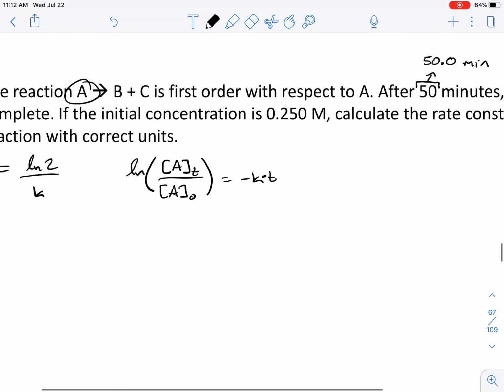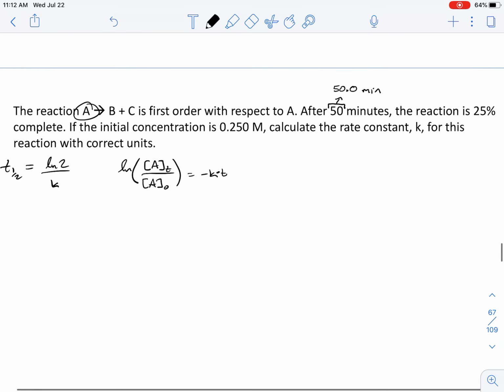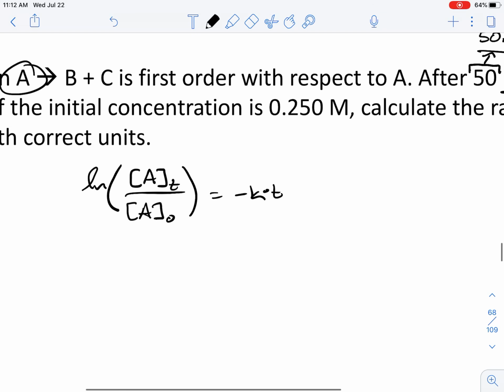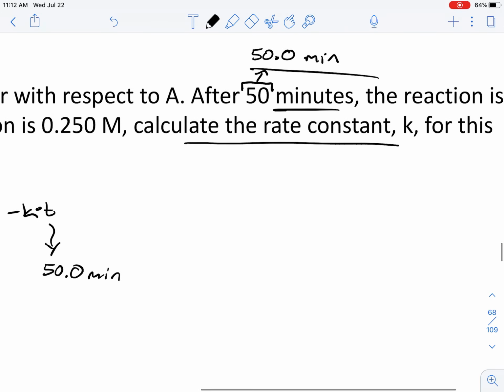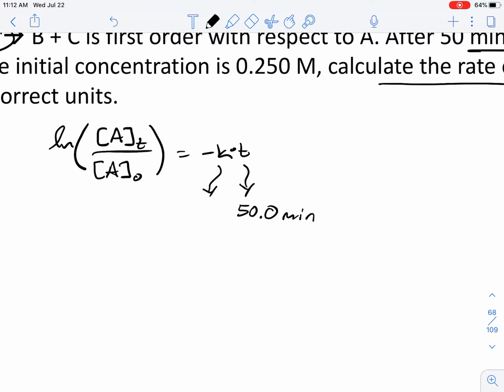All right, so it looks like some values are given to us. So time t. Notice how this 50 minutes is not the half-life. It's just describing the time. If 50 minutes was the half-life, it would tell us in the problem explicitly. And so t is going to be 50.0 minutes. What we're going to do is calculate the rate constant k, so we're going to keep that as a variable.